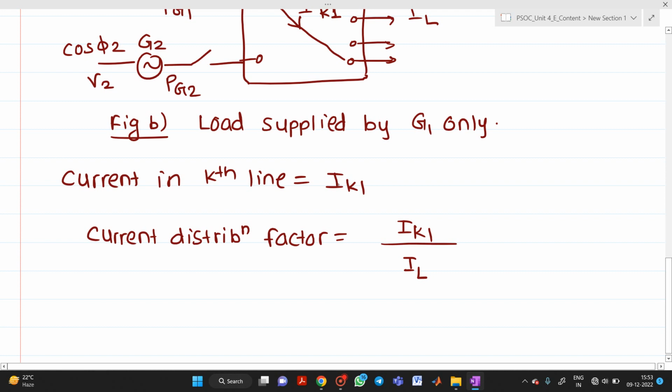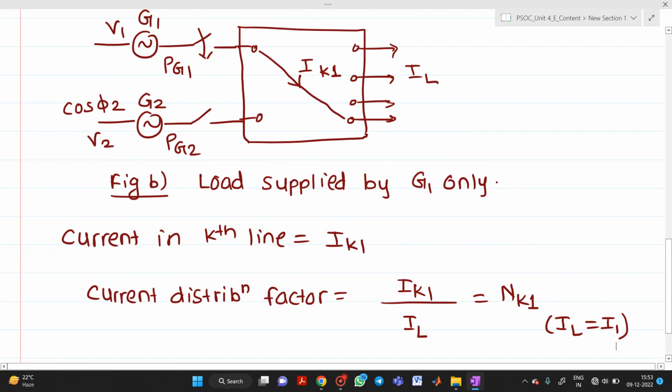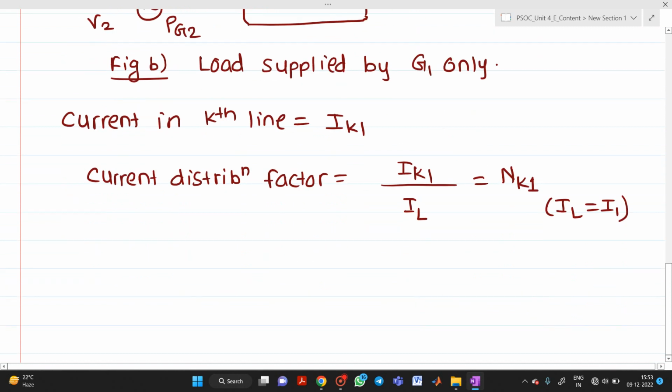So in other words, I can represent this as NK1. What does NK1 indicate? It is the current distribution factor. And here IL will be equal to I1, because only one generator is acting. I1 is the current flowing through the generator, which reaches the load. So IL will be equal to I1.